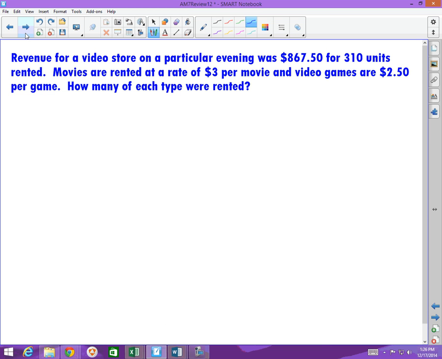And then the last one on the story problem deals with revenue from a video store on a particular evening was $867.50, and you sold 310 units. Movies are rented at a rate of $3 per movie, and video games were $2.50 per game. How many of each type were rented? So you have x equals movies, y equals video games.